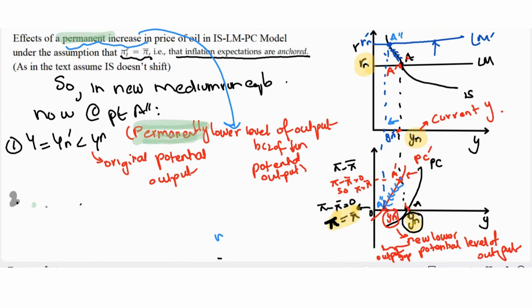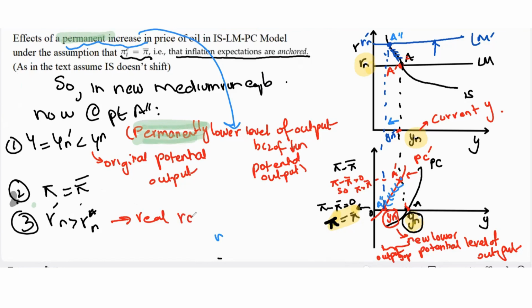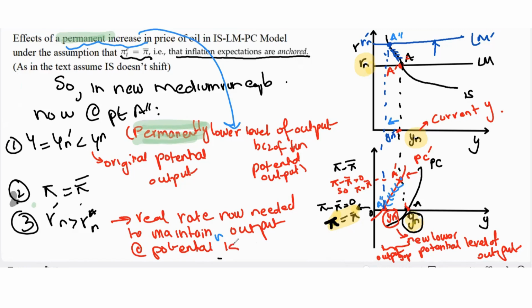And the second thing is, we know inflation is back at target, which was the goal, to prevent inflation expectations from de-anchoring. Now R prime n is greater than Rn. The real rate now needed to maintain output at potential is higher, right?